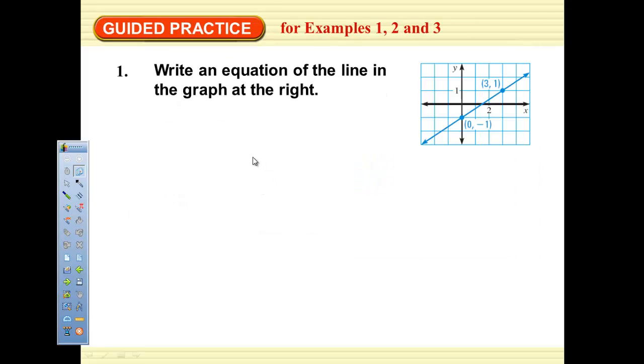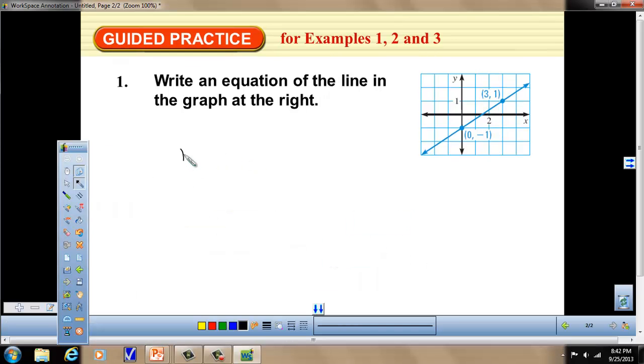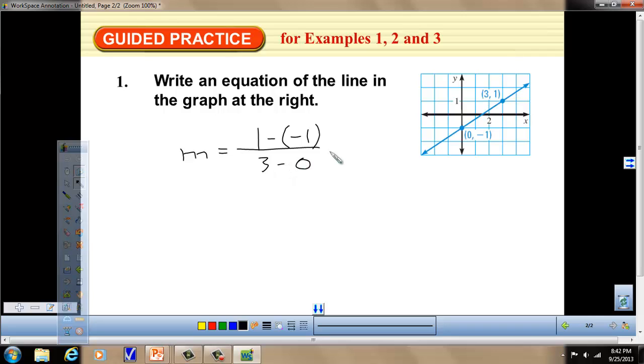Here's another example. I think this one they give you the answer, so I'm going to go through and show it to you. We start off finding the slope, and we take the two y's, so that would be 1 minus -1, and on the bottom we would have 3 minus 0. So on top we have 2, and on the bottom we have 3. My y-intercept, my b, is going to end up being -1 because this point is crossing the y-axis at -1. So my equation would be y equals 2/3 x minus 1.